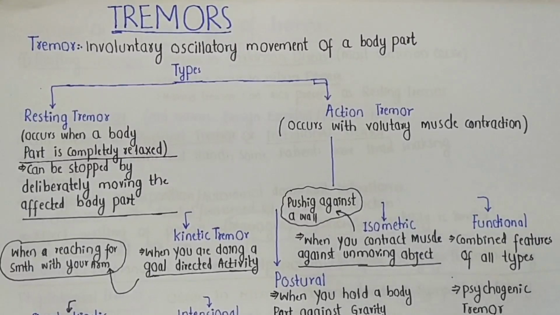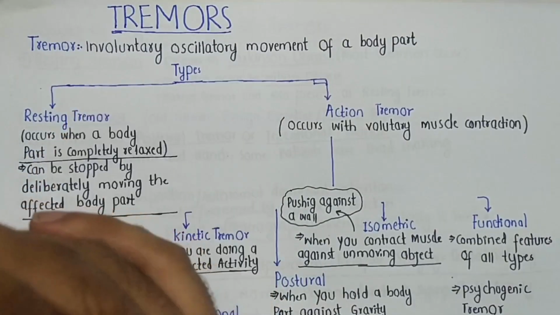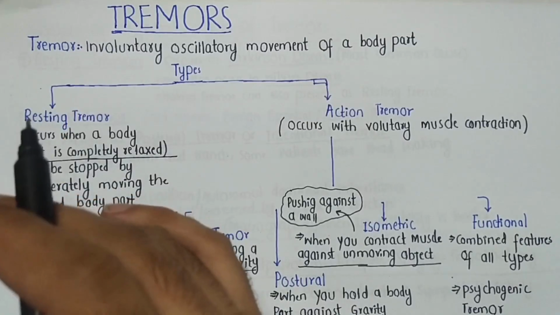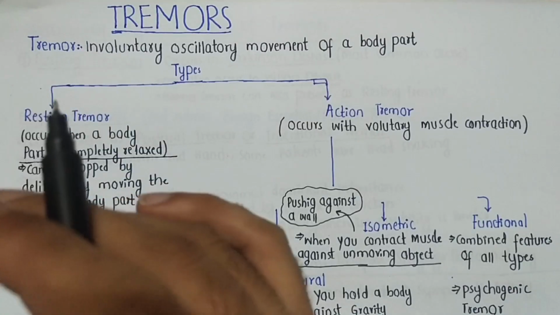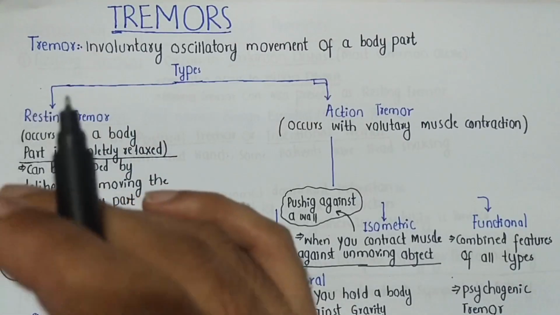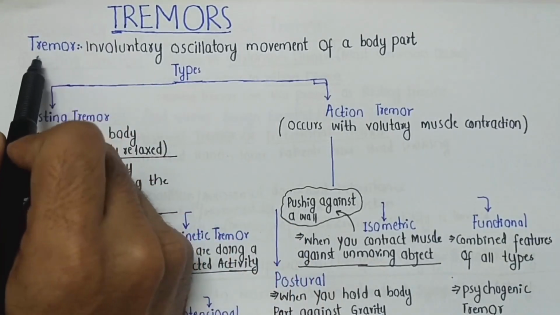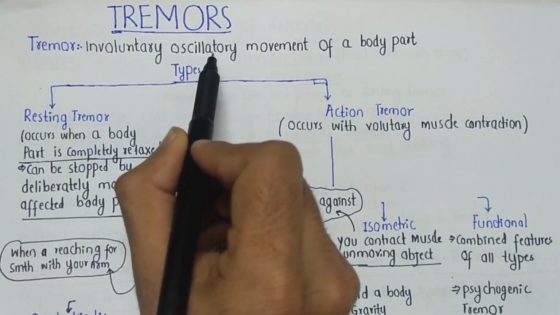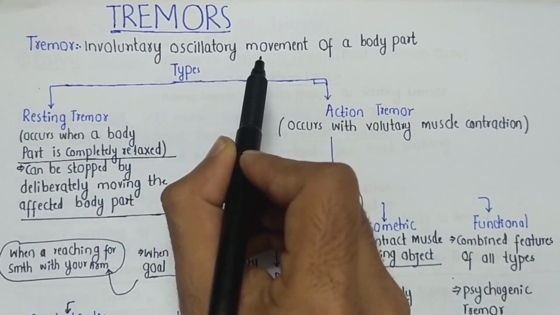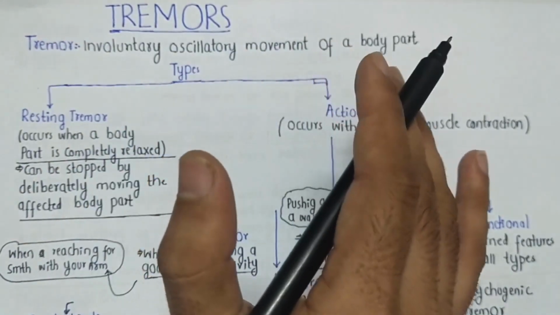Today we are going to talk about tremors, a very important general medicine topic. In this lecture, we will talk about the different types of tremors and the different medical conditions which result in tremors. So what is meant by tremor? By definition, it is an involuntary oscillatory movement of a body part. It is a kind of shaky movement of a body part.